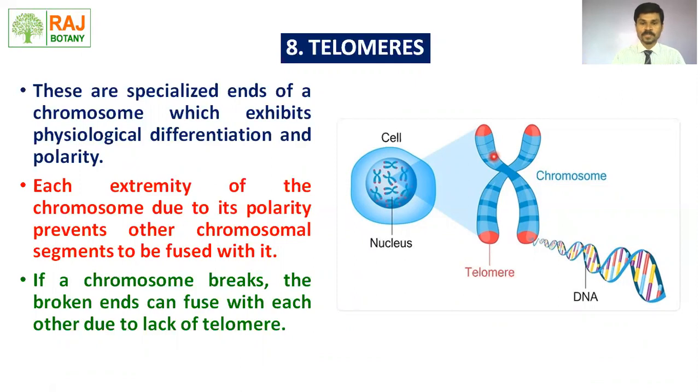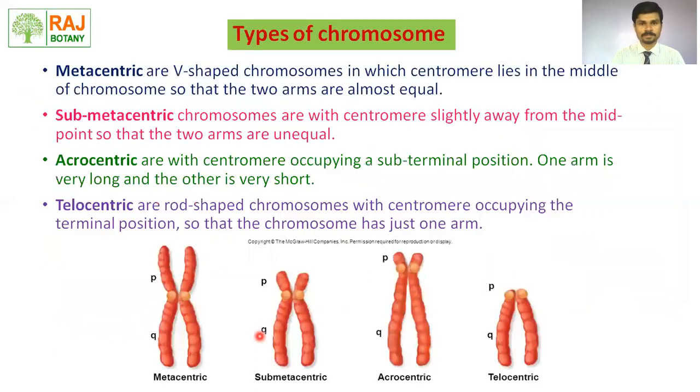So this telomere region is very important, as it prevents the fusion of the neighboring chromosomes. If a chromosome breaks, the broken ends can fuse with each other due to lack of telomeres. So the telomeres are very important parts of the chromosomes that prevent the fusion of the chromosomes.